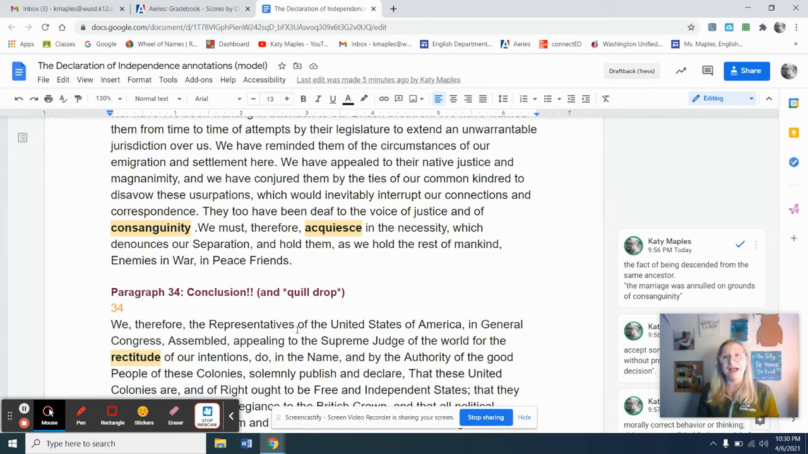We must therefore acquiesce, which means go along with, the necessity which denounces our separation and hold them, as we hold the rest of mankind, enemies in war, in peace, friends. Those are some strong words. It's saying, yeah, I know we're like brethren, we're family, we're from the same bloodline, all the people in Britain where we've migrated from, but you guys are part of this monarchy and you didn't try to help us, so we're waging war against you too, right? If we go to war, we're fighting you. It gets real intense there.